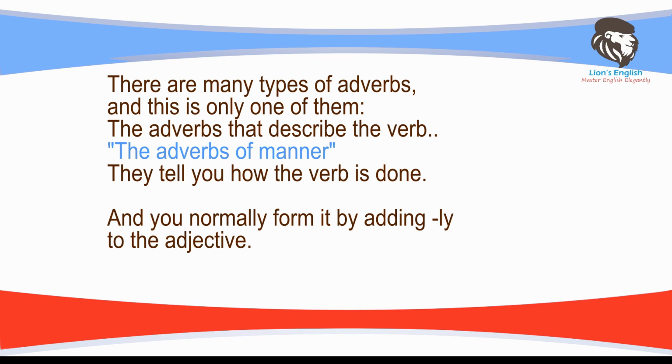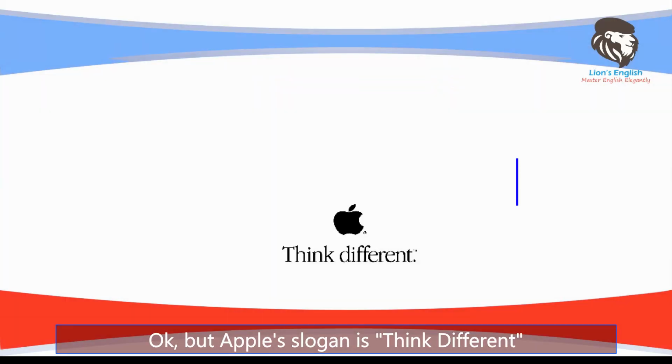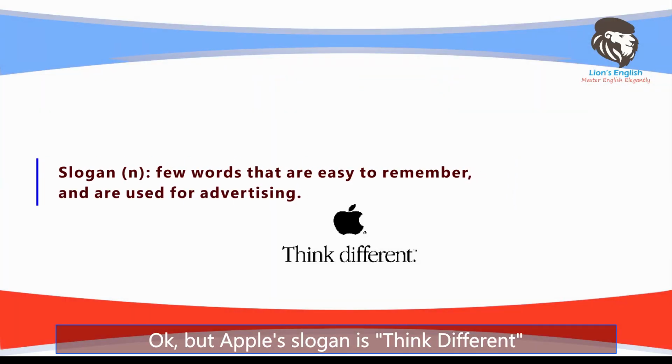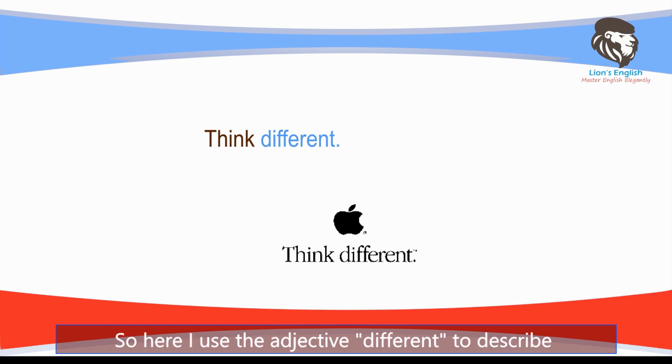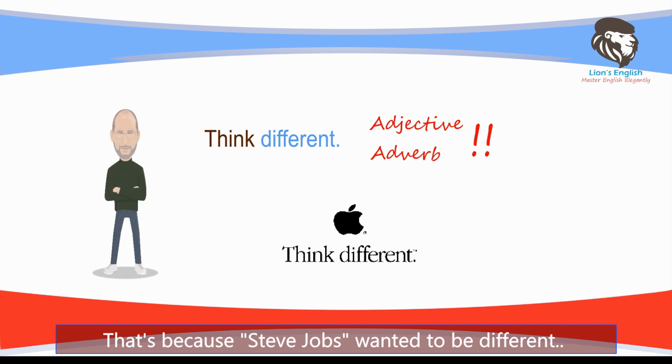And you normally form it by adding ly to the adjective. For example, different became differently, quick became quickly, slow became slowly, and so on. Okay, but Apple's slogan is think different. And think is the verb. So here I use the adjective different to describe the verb think. How is that? That's because Steve Jobs wanted to be different in everything, even in using grammar. So he used the adjective to describe the verb, and he said think different and not think differently.